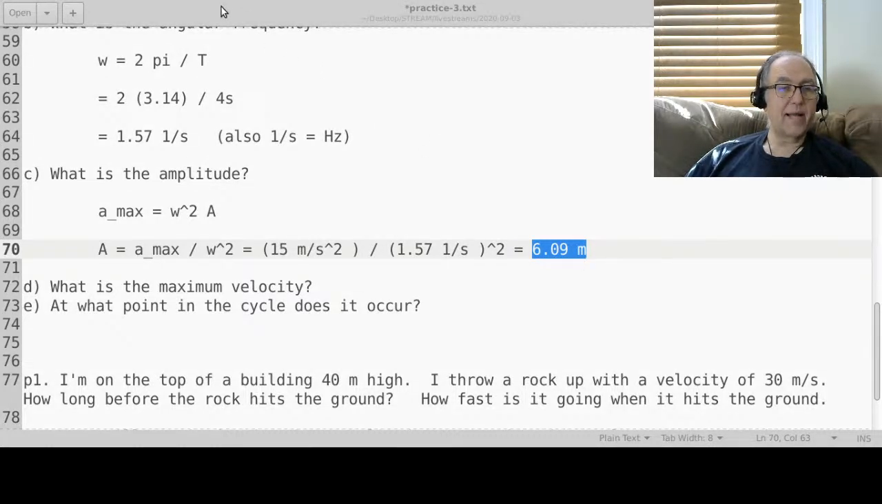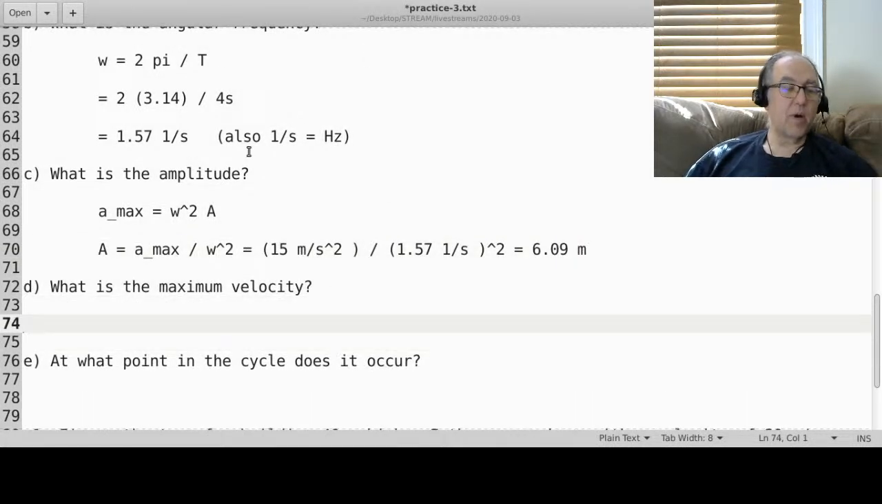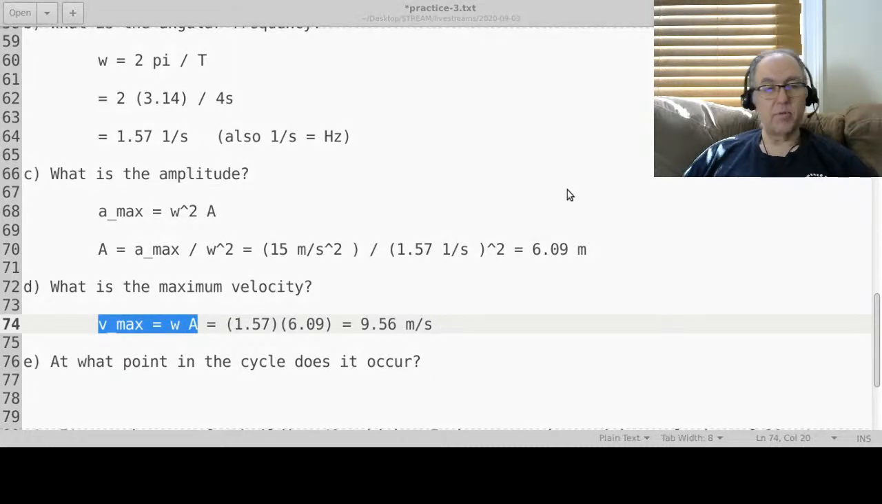Okay, what's the next question? What's the maximum velocity? All right, so this is another one of these where I'm relating a maximum to another maximum, but this time we're relating the maximum velocity to the amplitude. And here's that equation. Here's the equation before I substitute in any numbers. We've got that V max is equal to omega times A. So A max is omega squared times A, while V max is just omega times A.